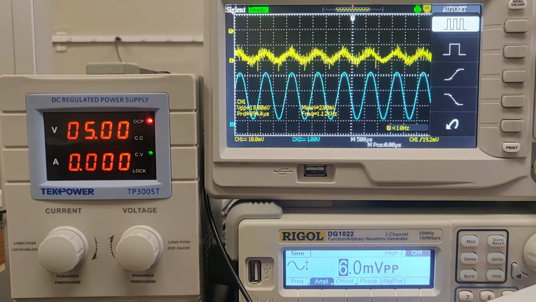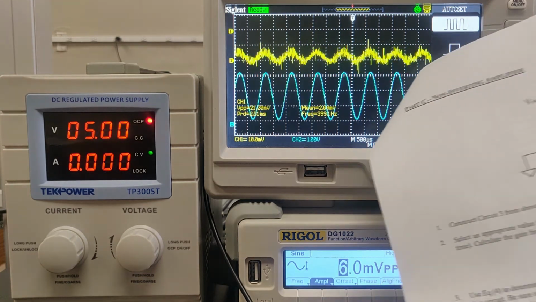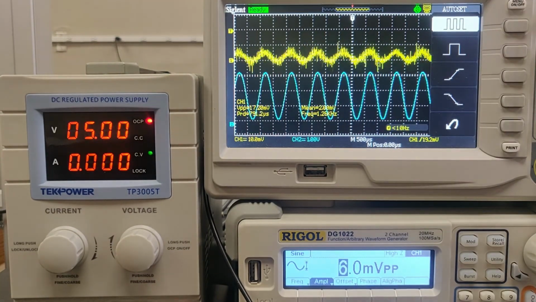One thing that our manual suggests is that we don't actually try to measure this signal because it's so small, and you can even see it's small enough that the background noise is interfering with the quality of our signal. So we'll just take this signal to be 6 millivolts peak to peak, which makes finding the bandwidth very easy.